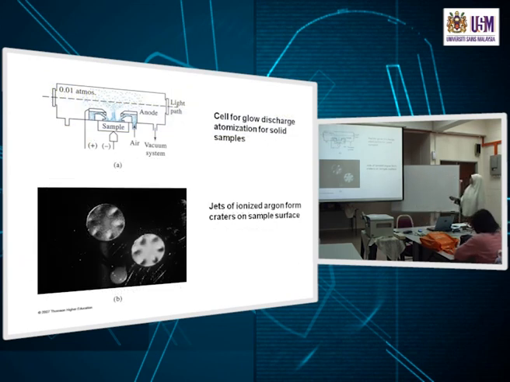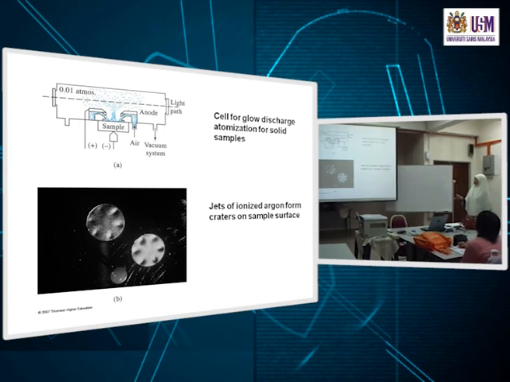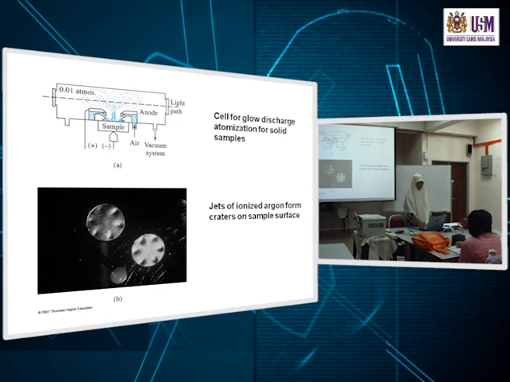This is another atomizer which we don't have. It's not normally used, I think. But it is available. It's the glow discharge atomization for solid samples. So it works on a different principle. But essentially, the purpose is atomization. You want to produce the atoms. So it's now produced by glow discharge. So somewhat different compared to the graphite furnace. So this is the third kind of atomization, okay? Glow discharge atomization.